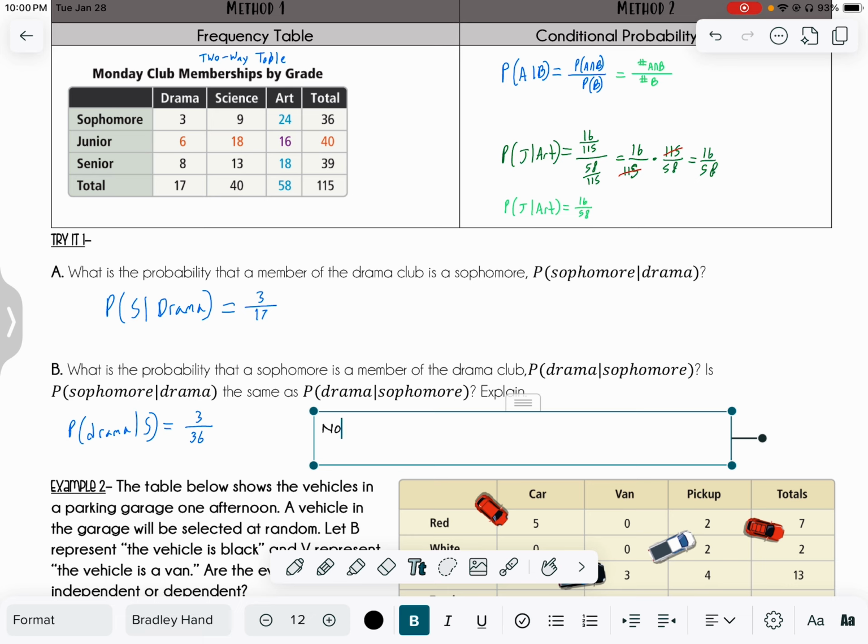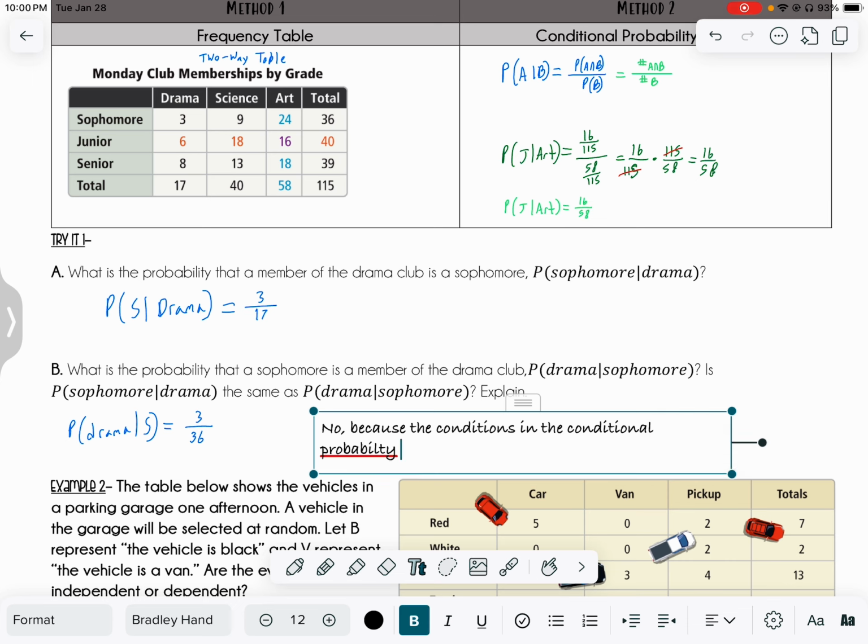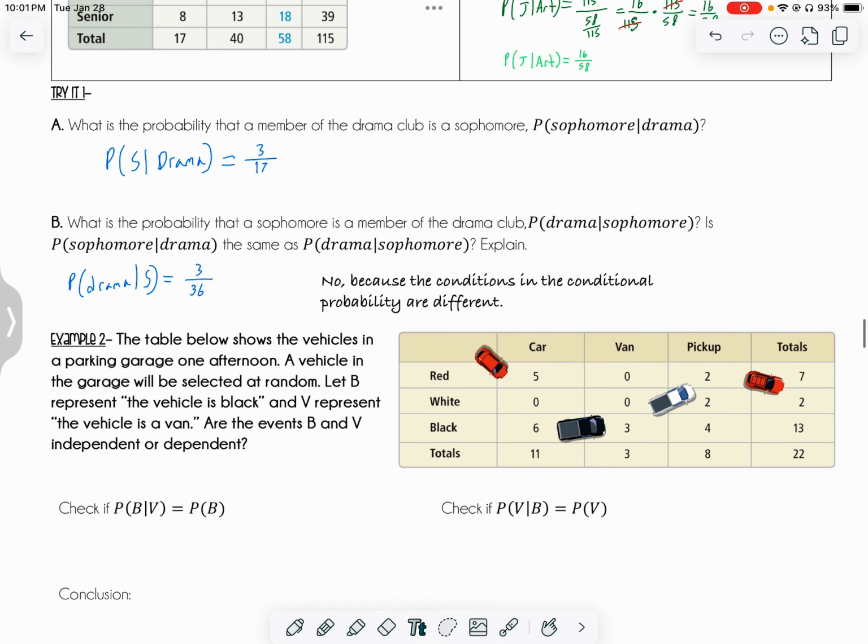Oh, and that's because the conditions in the conditional probability are different. So usually will not be equal. It'll only be rare times whenever, depending on different conditions, that they are equal.